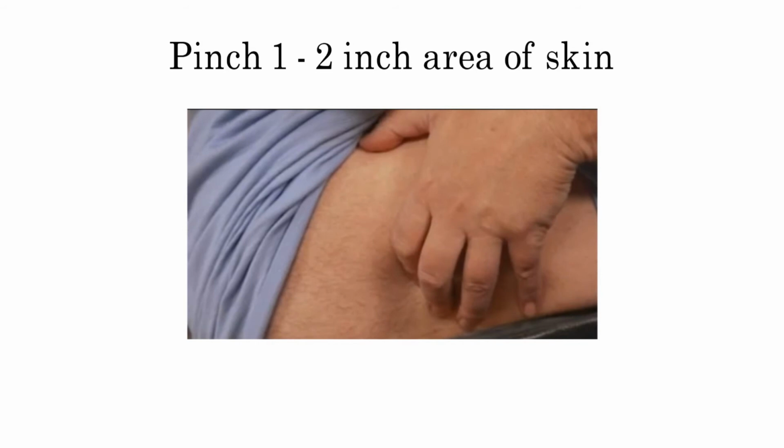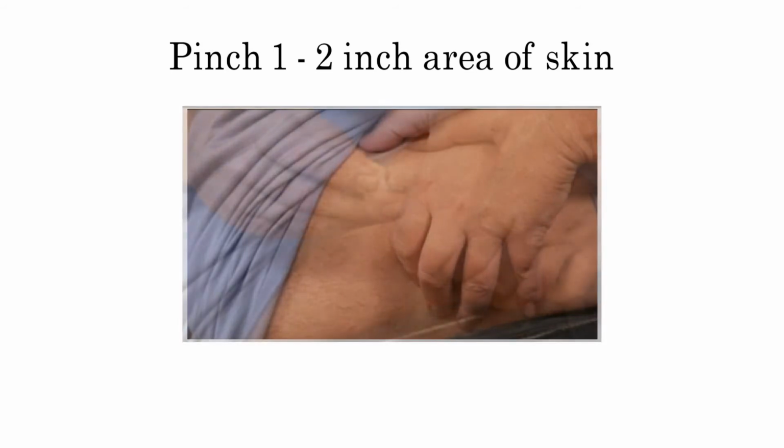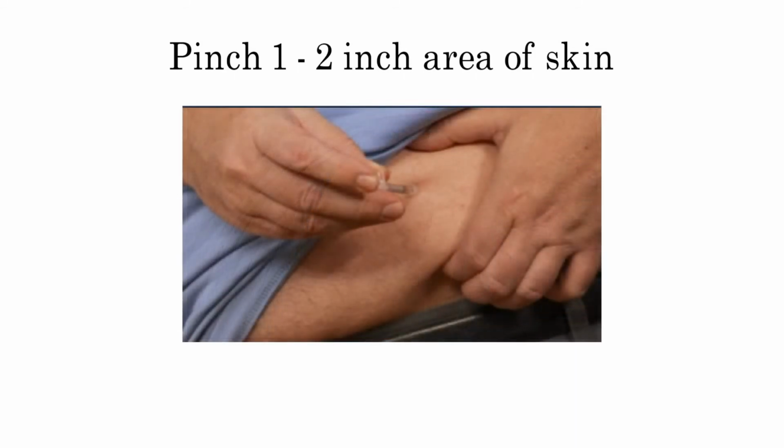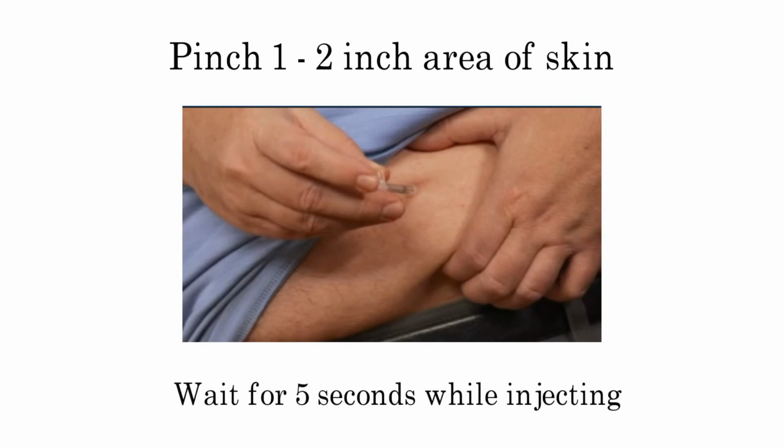To avoid injecting into the muscle, gently pinch a 1 to 2 inch portion of skin. Insert the needle at a 90-degree angle. Push the plunger all the way down and wait for 5 seconds. Release the pinched skin immediately after you've pushed the plunger down and remove the needle.